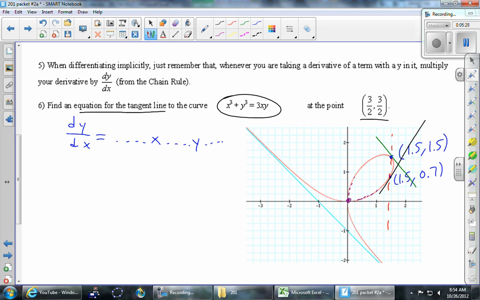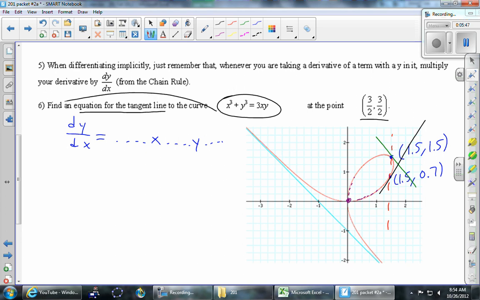Okay, so in order to find the equation of any line, what two things do we need? A point and slope, right? One of those is given. That's the point. It's 3/2, comma 3/2. We also need to find the slope. Slope of a tangent line is the derivative, so I need to find the derivative.